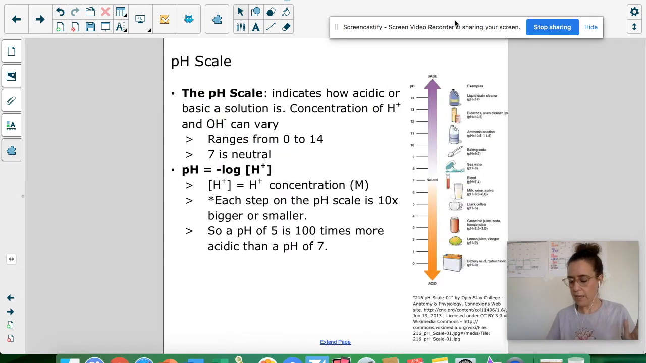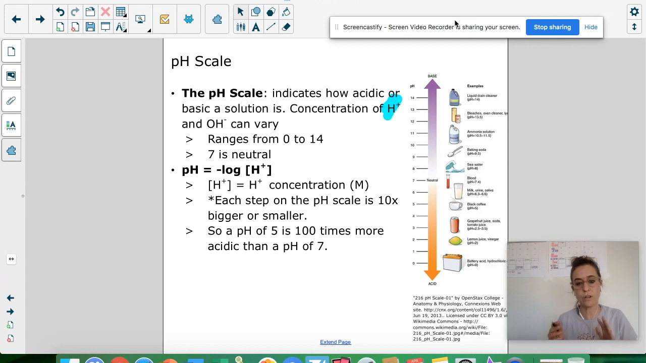Now, how do we relate this to the pH scale? Okay, so the pH scale is the scale that we use to measure how acidic or how basic a substance is. It's kind of like how in Celsius or Fahrenheit we measure the temperature of a body. We're going to measure how acidic or how basic something is based on the pH scale. Okay, so the pH scale, as I said, indicates how acidic or basic the solution is, and whether the concentration of the hydrogen ions or the hydroxides will vary.